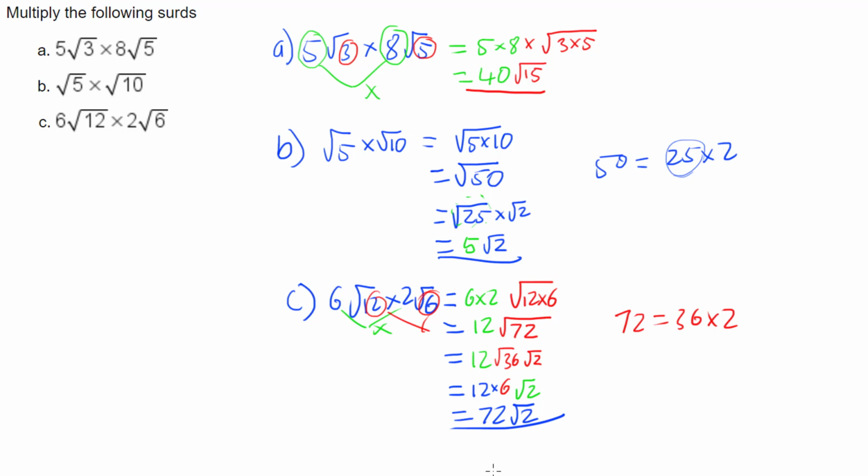So that's it. Multiplication is you multiply the coefficients, and you multiply the numbers underneath the square roots, keeping it underneath the square root, and then we simplify that surd if possible.